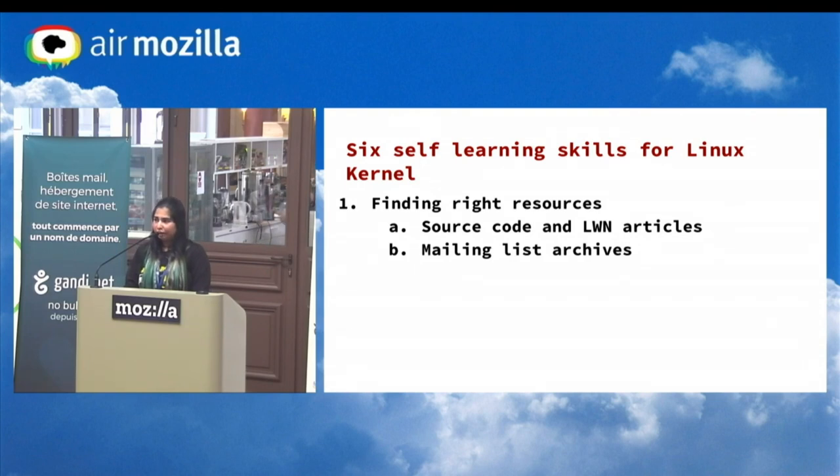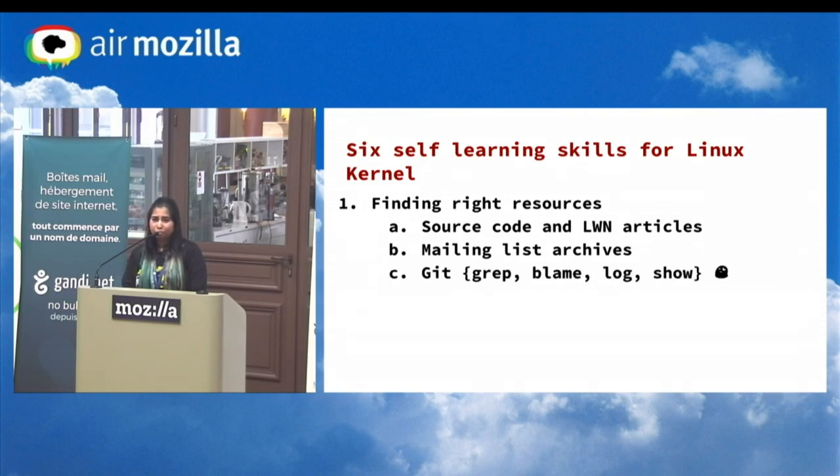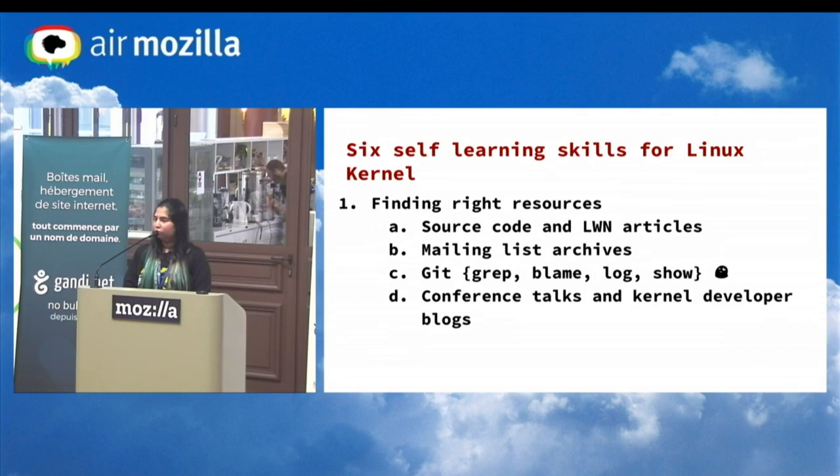Mailing list archives are again something which helps you understand what is going on and different developers' perspectives around it. Then again, Git is really cool. I like Git Blame a lot, because it helps me understand the original developers' perspective behind writing certain code before I change it. And then, of course, conference talks like this and kernel.org, where all the kernel developers' blogs are hosted.